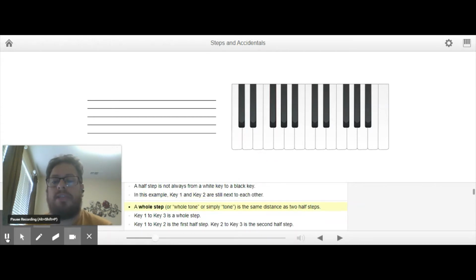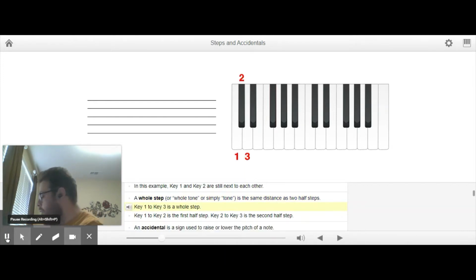We can also have something called a whole step. A whole step is when we now have two half steps together. So if we look at this example, steps 1 to 2, that's C to C sharp or D flat, that's a half step. 1 to 3 is C to D, that's a whole step. So a whole step is two half steps. Does that make sense? Good.